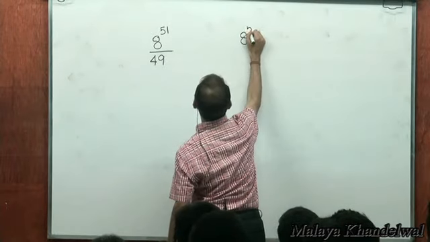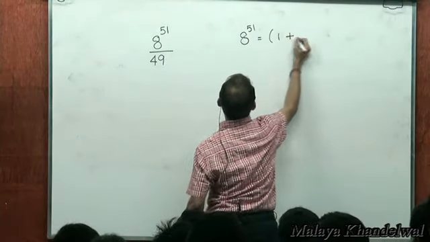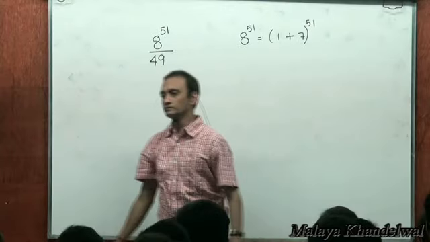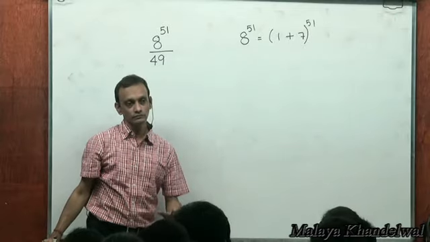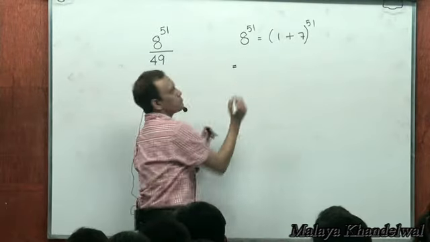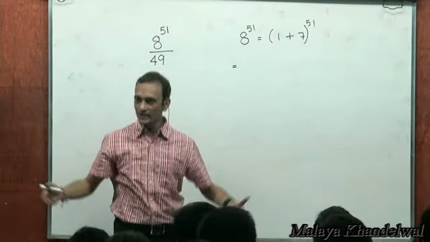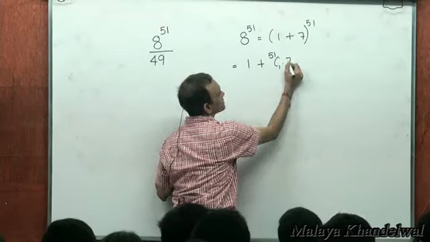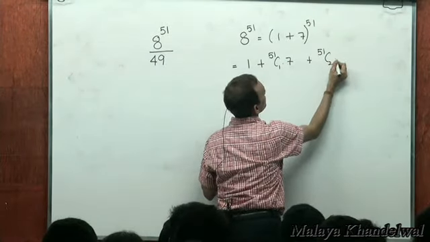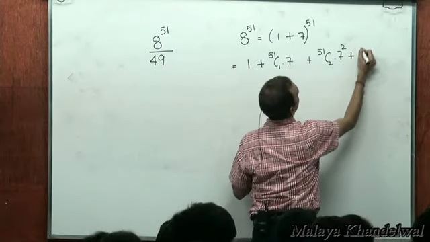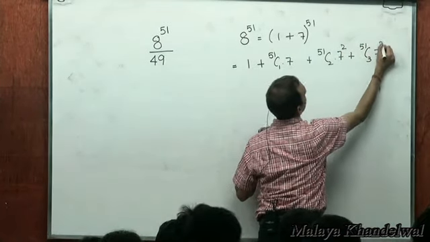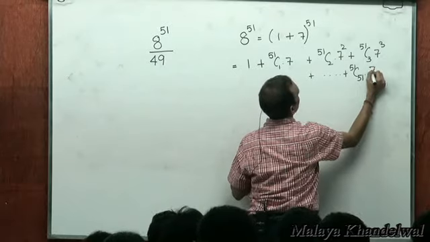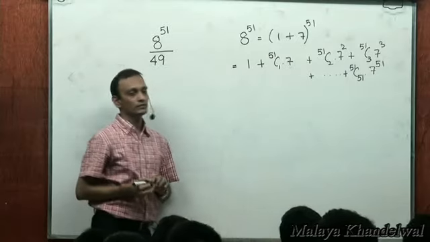So 8 to power 51, can I write this as (1 plus 7) whole to power 51? If I expand this binomially, then this will be 1 plus 51C1 into 7 plus 51C2 into 7 squared plus 51C3 7 cubed, up to 51C51 7 to the power 51. Yes or no?